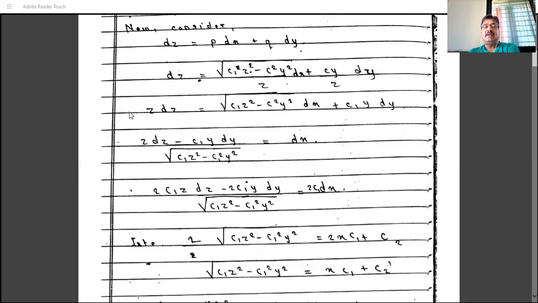So shift this term to LHS and divide. We have z dz minus c1 y dy, and then shift this term, which is multiplied by dx. So after shifting to LHS, we have it divided by root of c1 z square minus c1 square y square is equal to dx. So this is one variable separable. This is a type of Pfaffian differential equation, one variable separable.